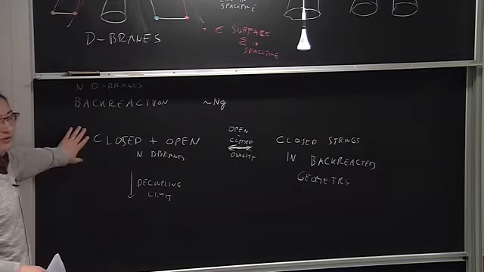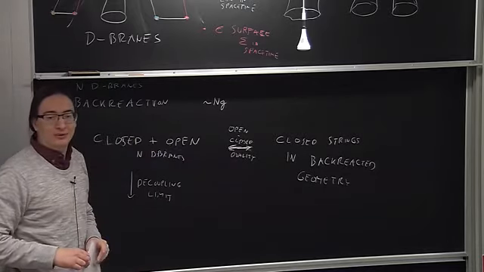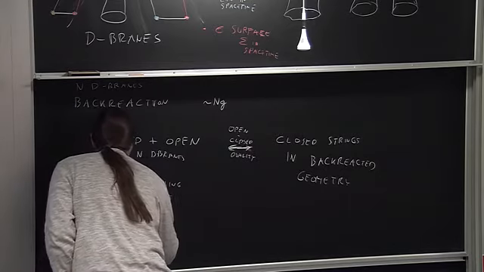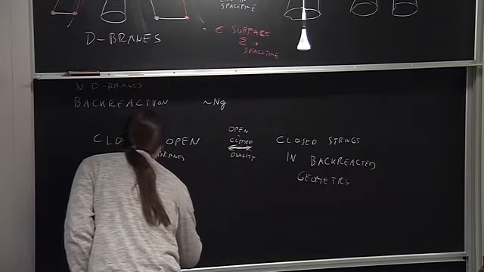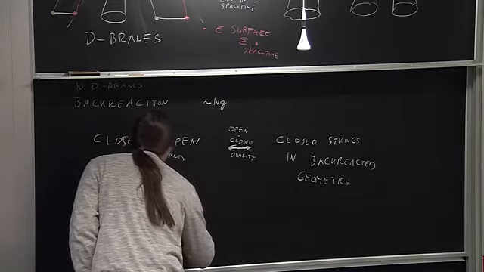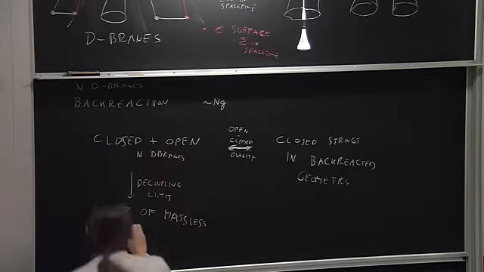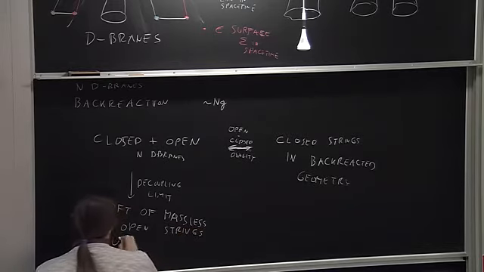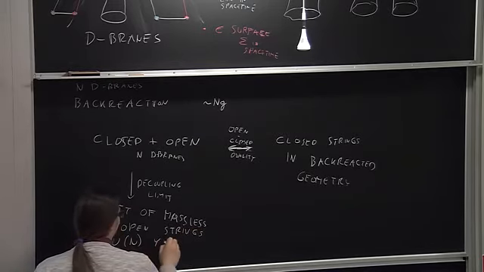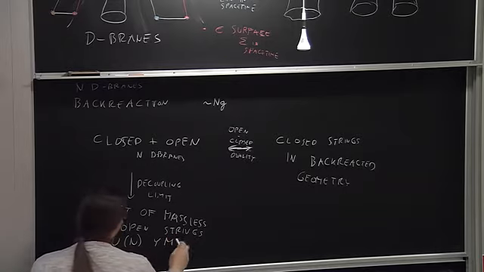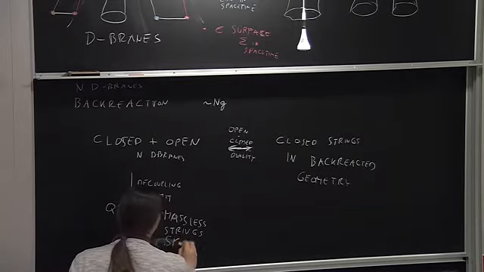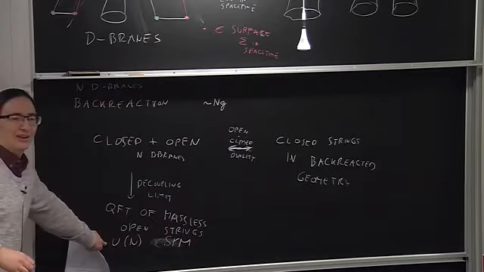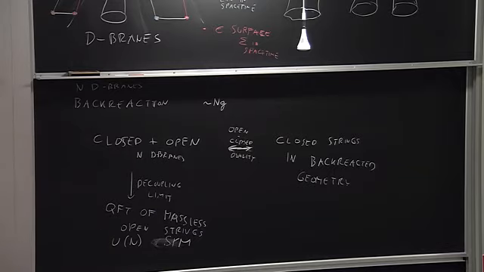where most of the closed strings go away, most of the open strings go away, and all that you're left with is the quantum field theory of massless open strings, which is essentially a variant of U(N) Yang-Mills gauge theory. Well, some supersymmetric variants of U(N) gauge theory. We'll figure out how the U(N) comes about in one of the lectures.